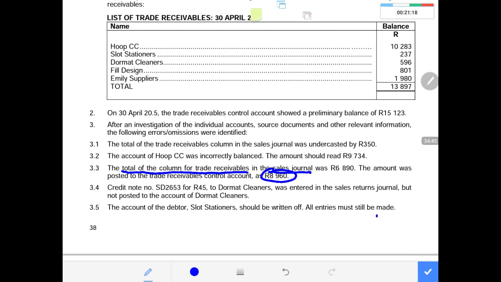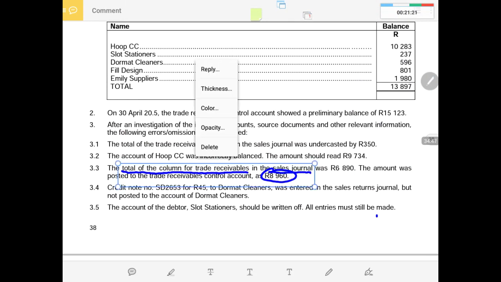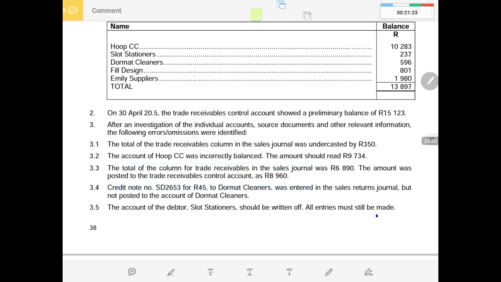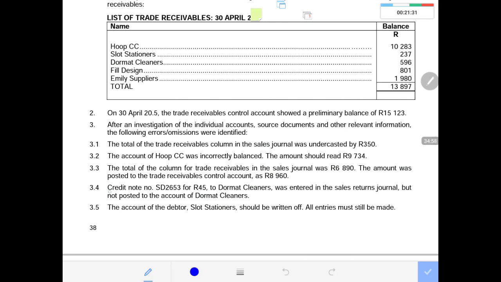Now let us proceed on that same note. We go to 3.4, at least moving a bit quicker than I anticipated. Number 3.4. It says credit note. Now, what is a credit note? A credit note is a document that is sent to a customer after the customer has returned inventory back to the business because he is probably not satisfied with the quality and he wants to return the inventory completely, all of it, back to the business.